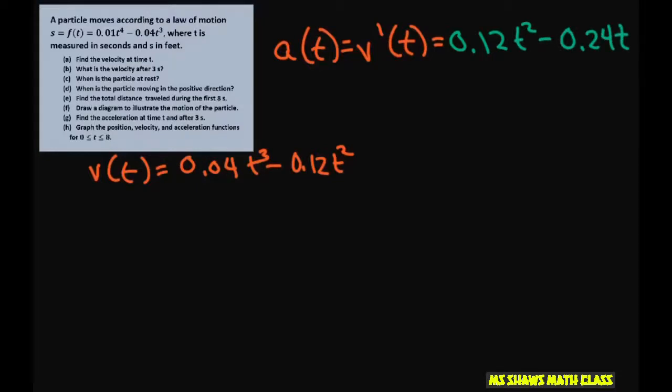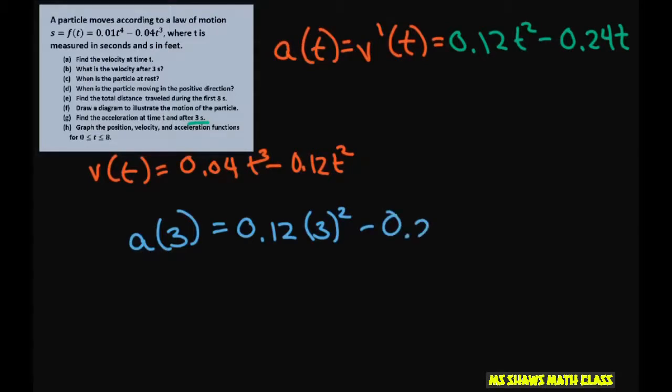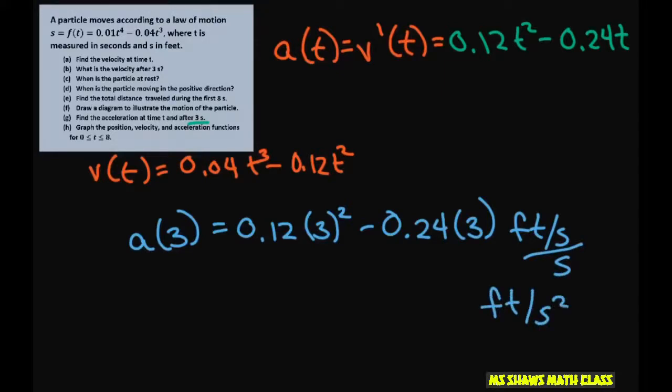All right. Now we have to evaluate this at 3 seconds. So we're just going to plug in 3. So that's going to be 0.12 times 3 squared minus 0.24 times 3. The units are feet per second divided by seconds, which is feet per second squared.